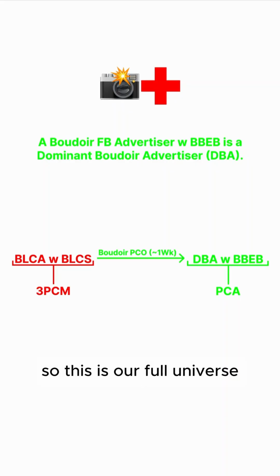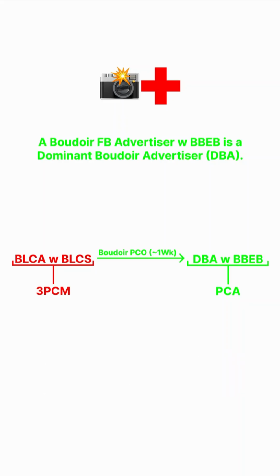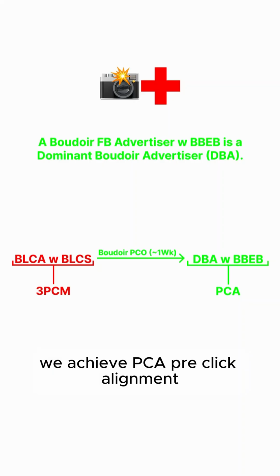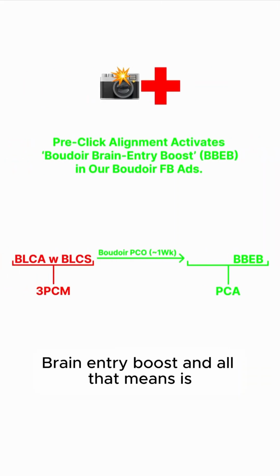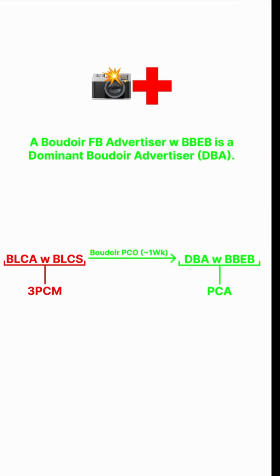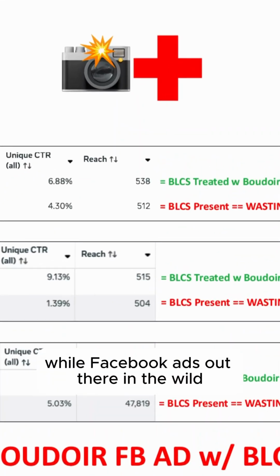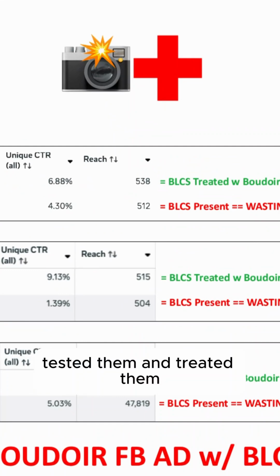So this is our full universe. We got a BLCA with BLCS caused by the 3 pre-click mistakes. It's fine, easy enough, treated with Boudoir Pico. Takes about a week. We achieve PCA, pre-click alignment, and we become a dominant Boudoir advertiser with Boudoir brain entry boost. And all that means is we got our unique CTR above 6%. So in my residency doing this, I found some Boudoir Facebook ads out there in the wild, and actually brought them into my hospital and tested them and treated them.